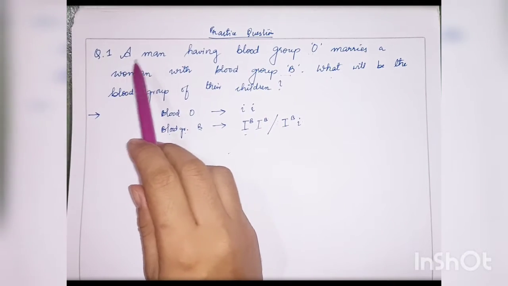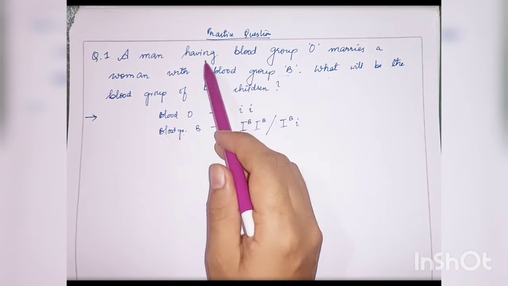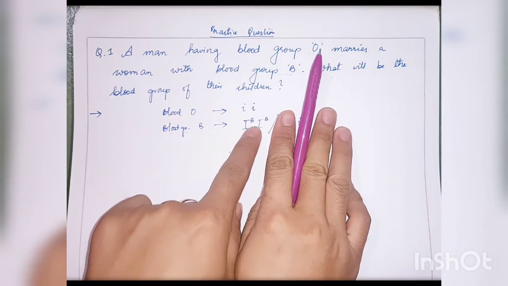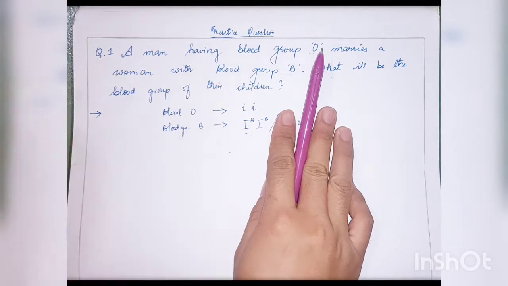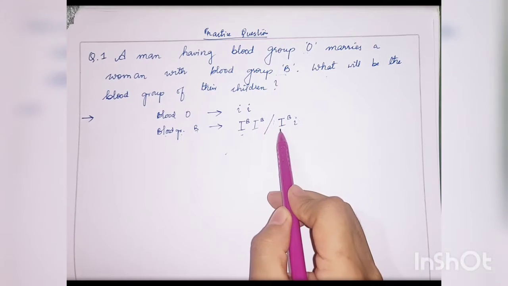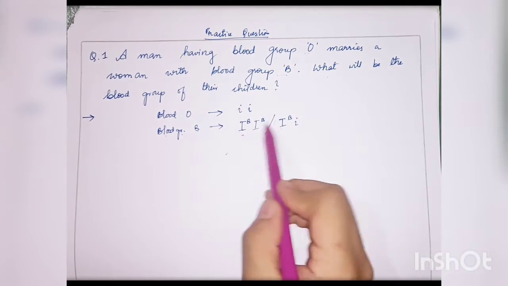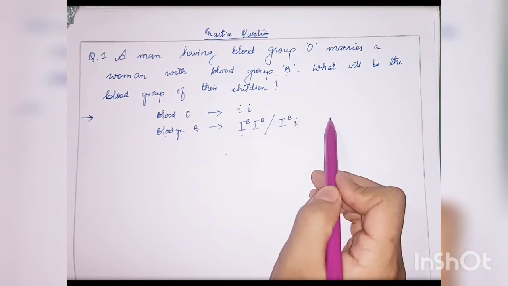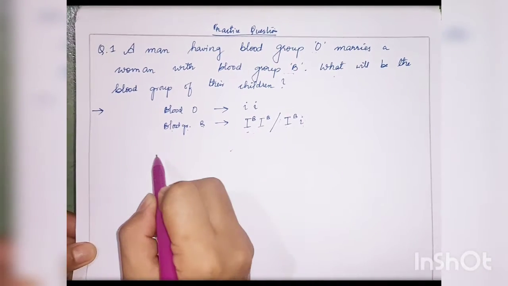Suppose in the question a man having blood group O marries a woman with homozygous blood group B, then you are going to use only this IB IB, which is homozygous. But nothing is given here, so we are going to make the square for both homozygous and heterozygous. So the woman can have either this genotype or this one. So what will be the blood group of the children? Let's make the Punnett table.